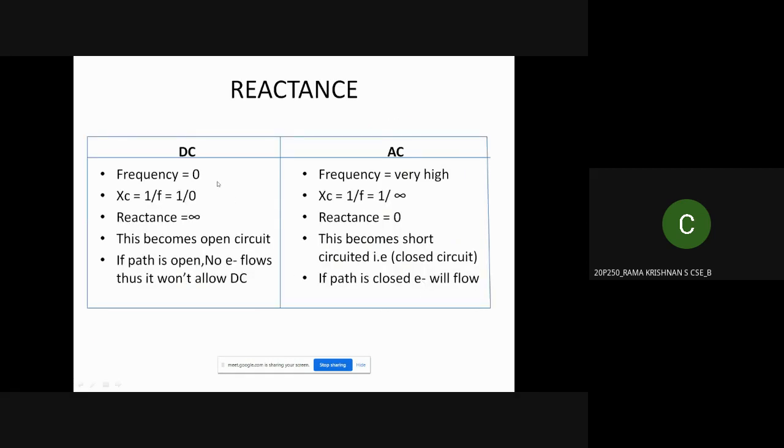The next part we'll be moving on to is reactance. Before we get into reactance, we'll be discussing why we use reactance. You might be wondering that we'll be using capacitance, but have you wondered there is another device which can store energy? That device is nothing but the inductor.